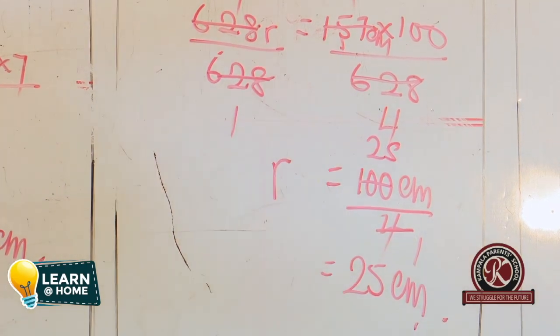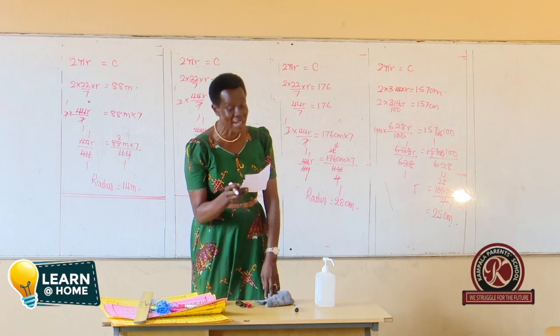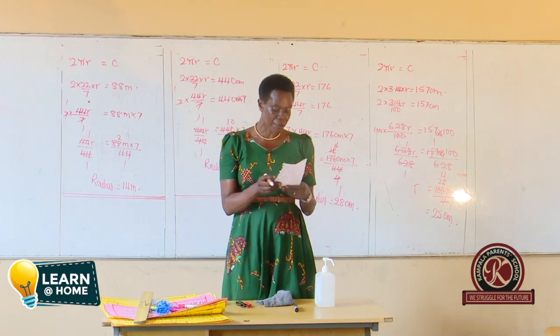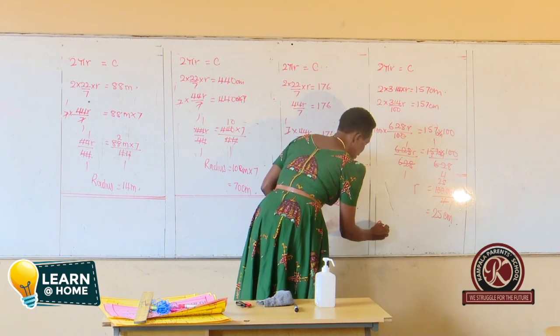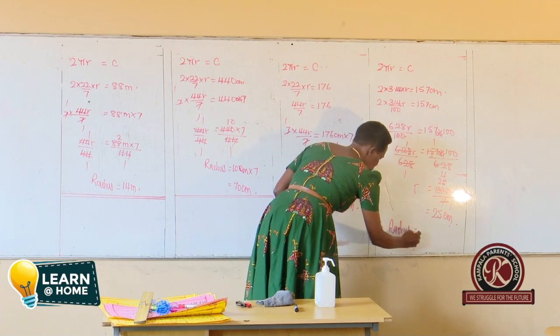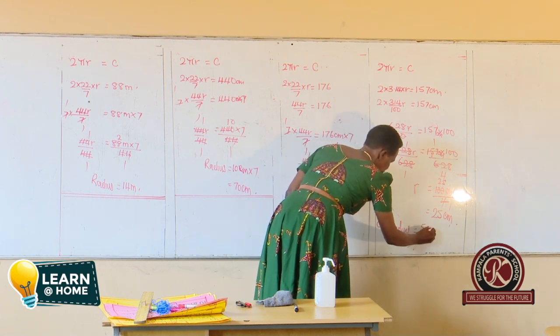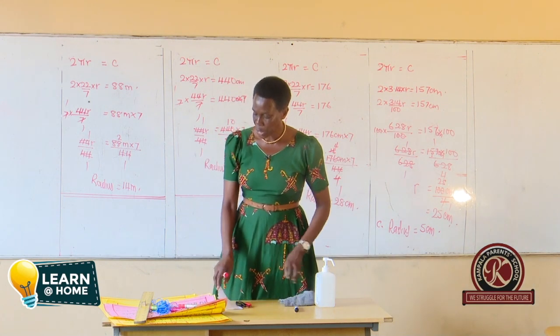The last one was given as 31.4. The circumference was given as 31.4. The radius in the last one, I'm giving you part C, the radius equals 5 centimeters. Mark that. I want to thank you.